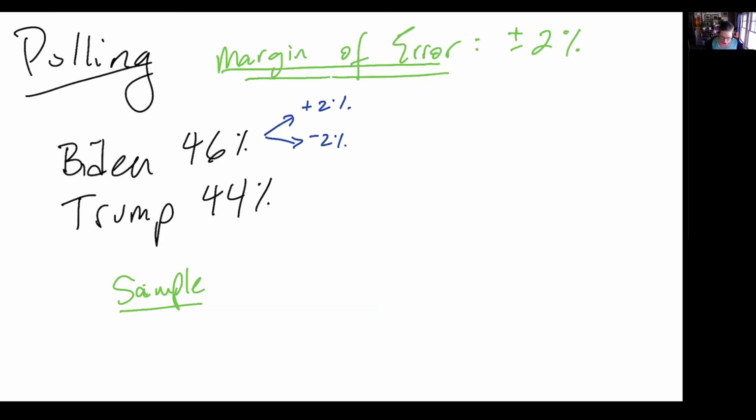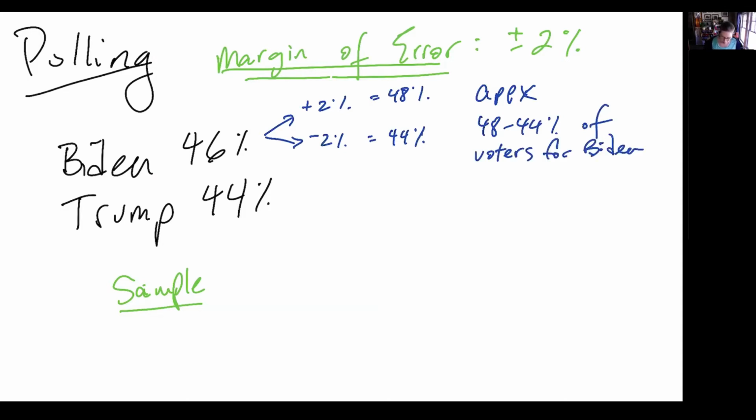How we find this margin of error, our calculator is going to do for us, but just know it's an easy formula. We could do it pretty easily. If I add 2%, this gives me 48%. If I subtract 2%, that's going to be 44%. So that means approximately 44 to 48% of voters were for Biden in this poll. This right here is my confidence interval.